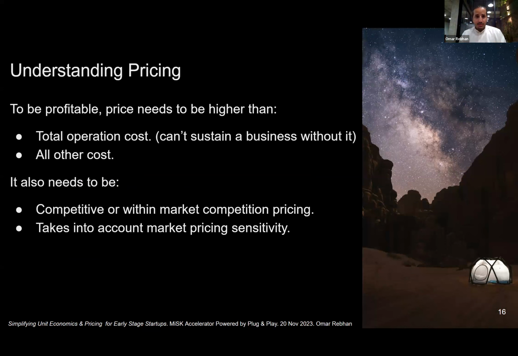So, pricing. To be profitable, price needs to be higher than operational cost. Yeah, of course, right? You cannot sustain a business without it. This is just very clear, very simple. Yes, there are exceptions, and yes, there are things we can talk about. We'll talk about it later. But then also, from a business perspective, from a finance perspective, it needs to be higher than all of my costs per unit. If a unit costs me 20 totally, I want to sell higher than that. That should be my goal. Even if I don't achieve it now, I should achieve it at some point of time, right?